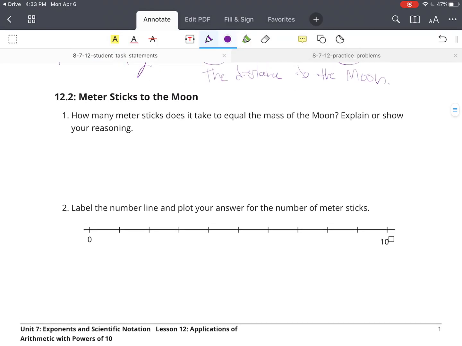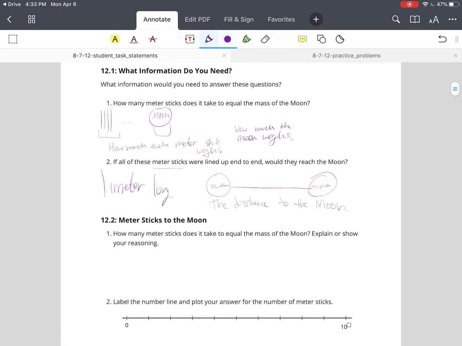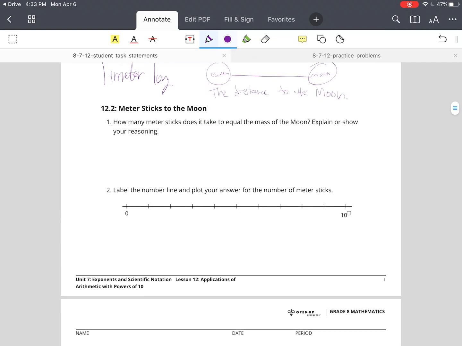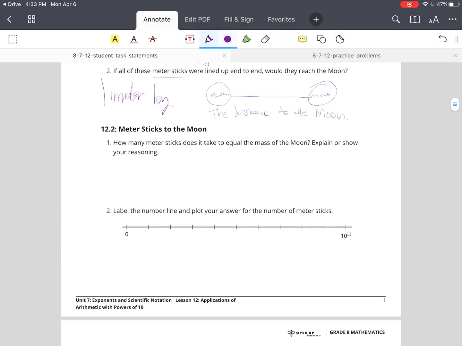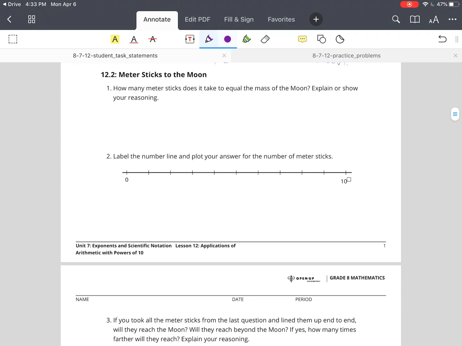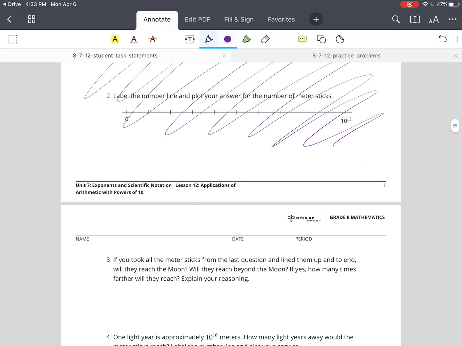All right, so how many meter sticks does it take to equal the mass of the moon? Explain or show your reasoning. This doesn't make any sense. We're not given the information here. Bro. Well then, in that case, don't worry about this.